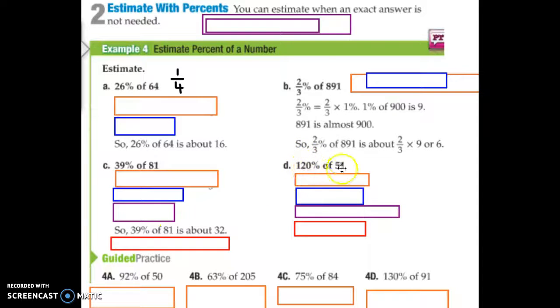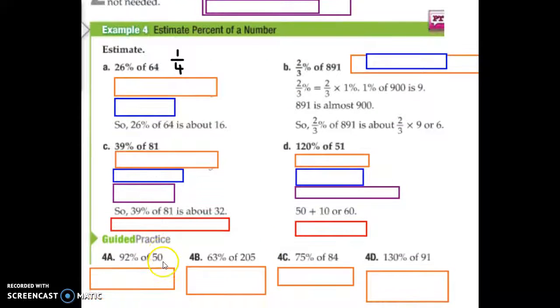Okay, here's 120. This is pretty close to 50. Let's just use 50 for our number here. Okay? 10% of 50 is 5. 5 times 12 is 60. Boom. Fast, fast, fast. Okay? I took 10% of my number, which is about 5, and then to get to 120%, I got to multiply by 12. So 5 times 12 is 60. Okay? We're just estimating here.